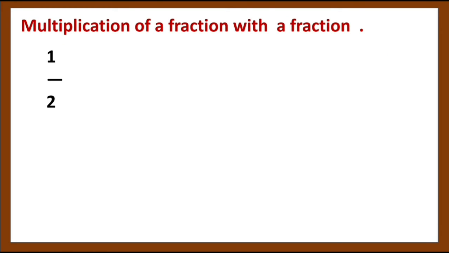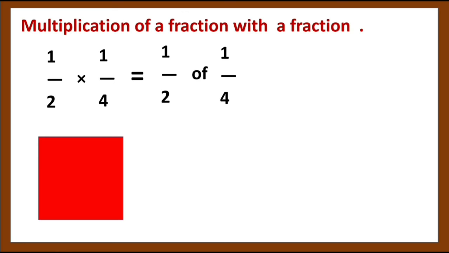Now observe multiplication of a fraction with a fraction, 1 by 2 into 1 by 4. First observe this pictograph. 1 by 2 of 1 by 4. That means first we have to consider the 1 by 4 part. For this I am taking a square. Divide that square into 4 equal parts. Out of 4 we have to consider 1. This is the 1 by 4th part. Now out of this 1 by 4 we have to consider 1 by 2. That means this 1 by 4th part we have to divide into 2 equal parts like this, and out of these 2 we have to take 1.